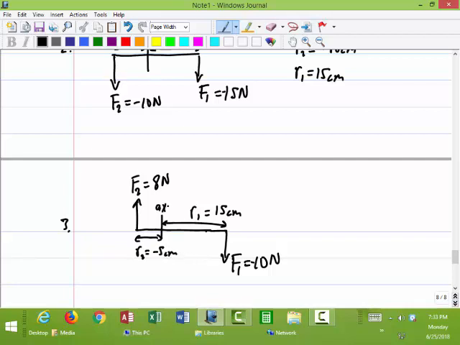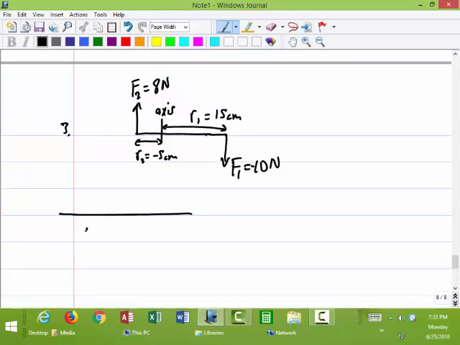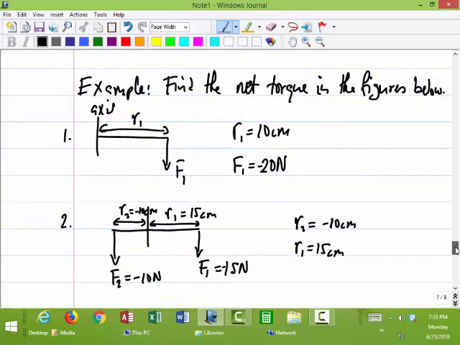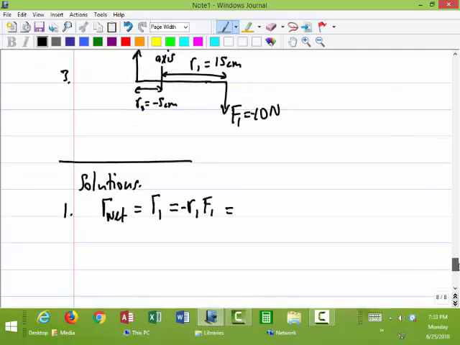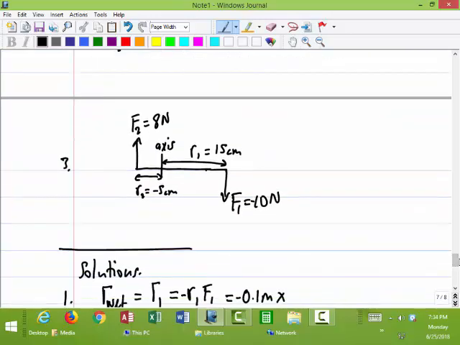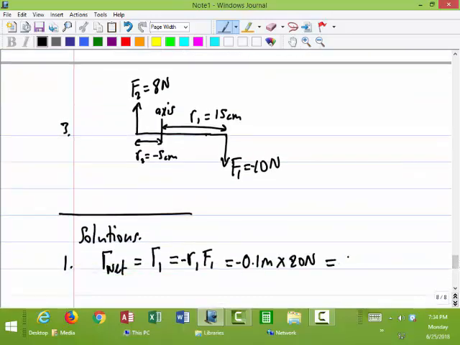So this is your axis again. So we can look at some solutions. In the first exercise, the net torque is just equal to the torque due to force 1, which is equal to negative R1 times F1. So we multiply the lever arm R1 with the force F1. The lever arm is changed from 10 centimeters to meters, so it's 0.1 meters. Let's put a negative here, multiplied by the force F1, which is 20 newtons. And so this gives us a net torque of minus 2 Newton meters.